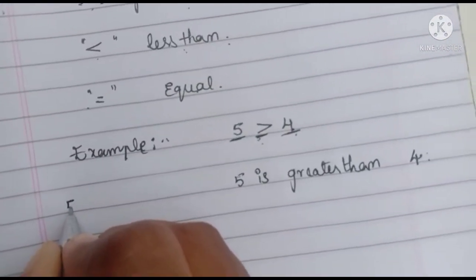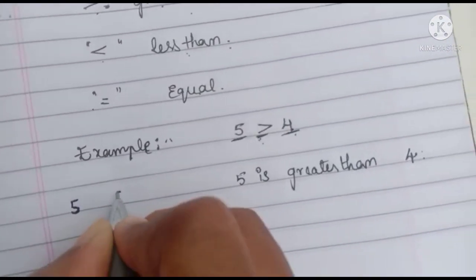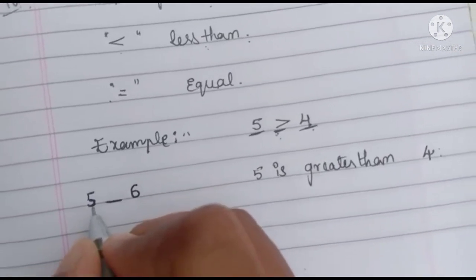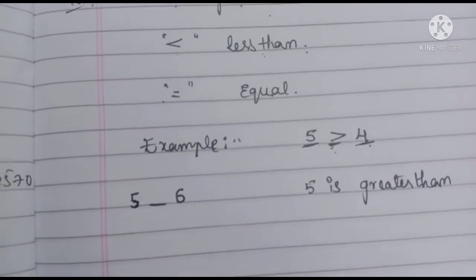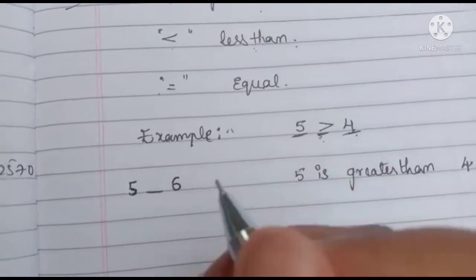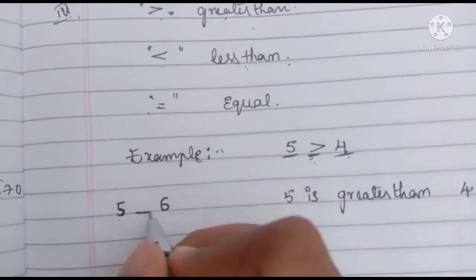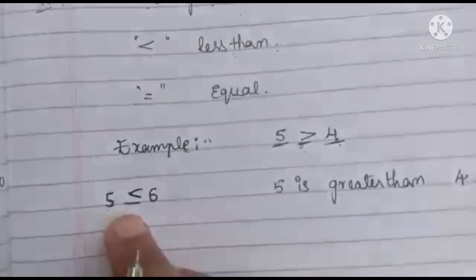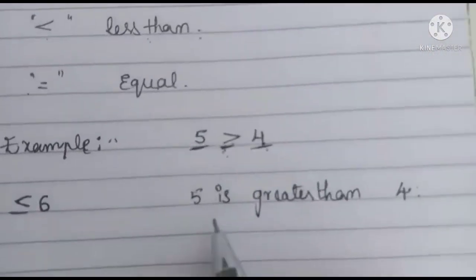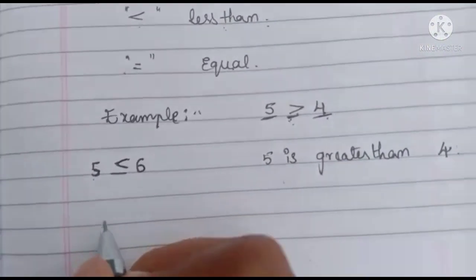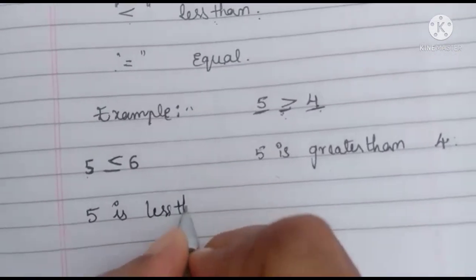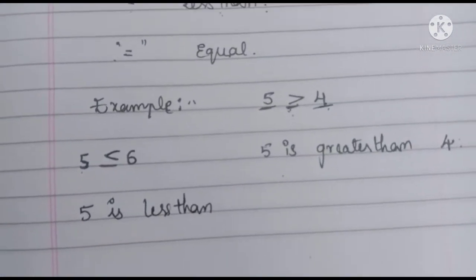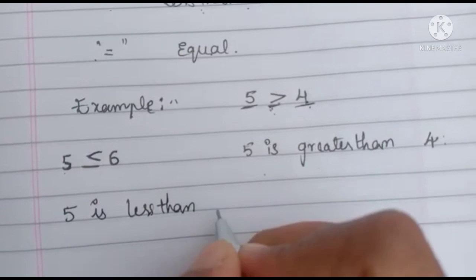Next, here 5, here 6. Here 5 number is there, here 6 number is there. So which one is the greater number, which side? 6, right side. So we have to write the less than symbol here. Before we wrote greater than: 5 is greater than 4. Then what do we have to write here? 5 is less than 6. Less than means what? Less means minus. 5 is less than 6.